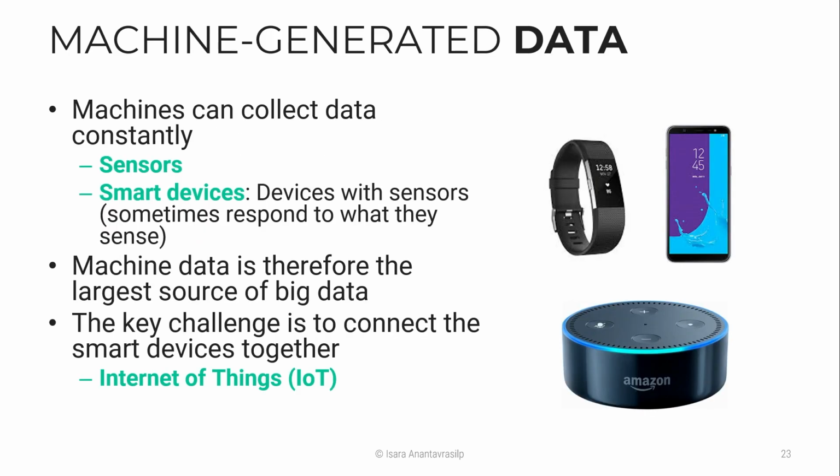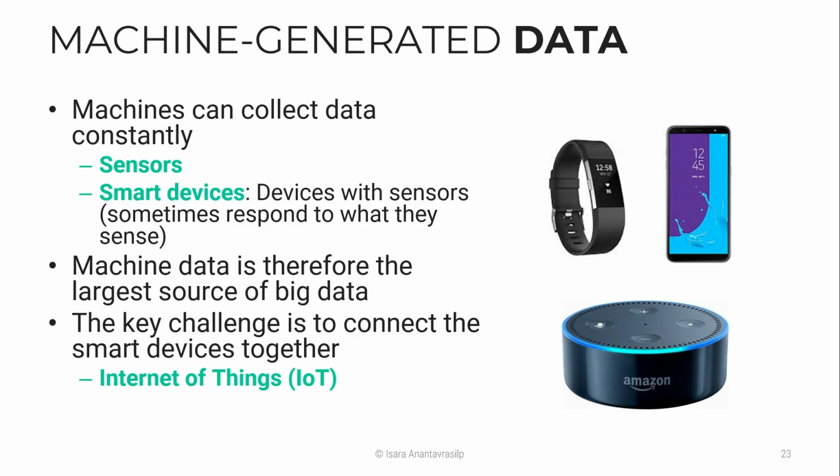Machine generated data. Machines can collect data constantly and indefinitely. You can place sensors anywhere in the world and let them collect the data for you automatically. We collect a lot of data like this all the time. For example, we use weather balloons or weather stations to collect weather data. We also collect seismic data to identify if there is any earthquake or tsunami somewhere.